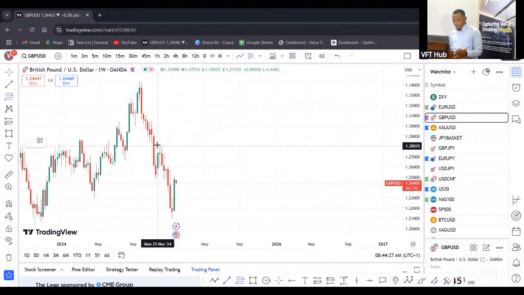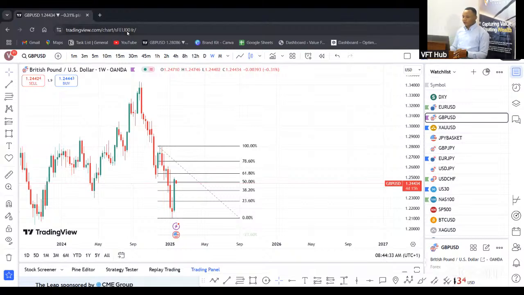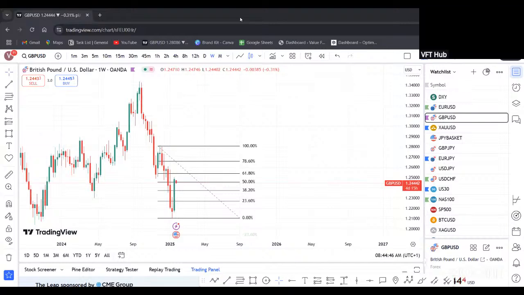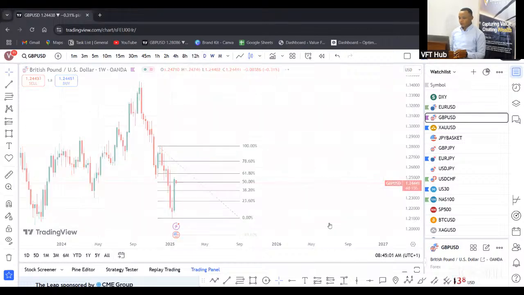Okay, so the trend started from here and then traded all the way down here. Now we're seeing that price is at equilibrium, which is about 50%. We're expecting price to continue to the downside, seeing that it has traded to some discount level. Once we see confirmations, we'll be looking to go short on GBP USD.